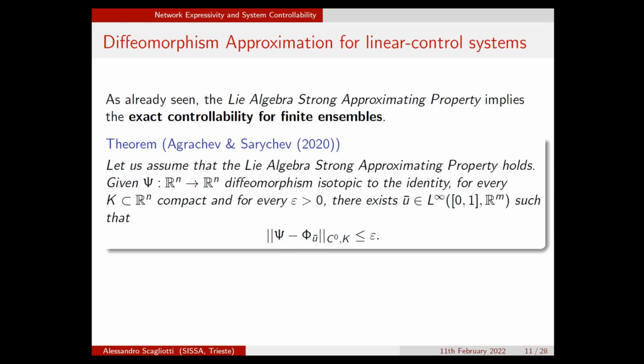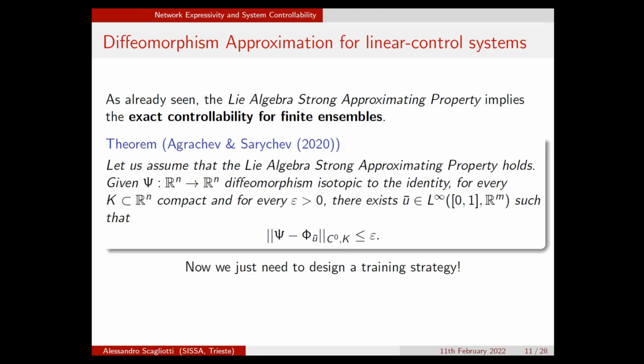Before proceeding, let me just say what is a diffeomorphism isotopic to the identity. Essentially, it is equivalent to say that it is a finite time flow of another dynamical system. So the idea is that if the Lie algebra strong approximating property holds, then we can approximate the flows produced by any other dynamical system, at least on compact sets. So this is an important condition. We can approximate on compact sets the action of an arbitrary dynamical system.